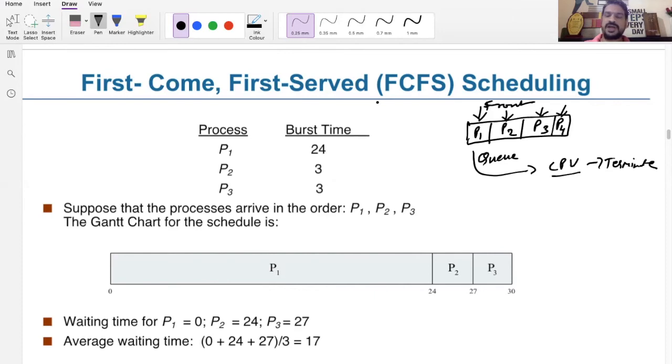So that is a very simple scheduling algorithm, called the first come first serve scheduling algorithm. For this we use a simple queue, and we put the processes according to their arrival time. Based on that, the scheduling is applied to each process. Whichever process is at the front is allocated the CPU, executes its whole burst time, and is terminated.